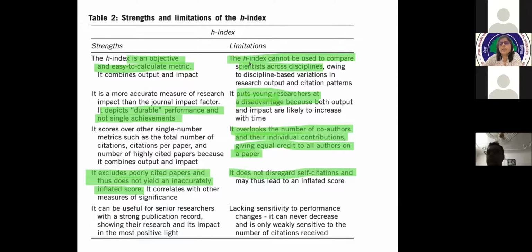The limitations are that H index cannot be used to compare scientists across different disciplines. Why? Because there is variation in the research output as well as citation pattern in different disciplines. It also puts the young researcher at a disadvantage, because in the initial stages you may have fewer publications and fewer citations. So the H index will gradually increase as your research work increases.